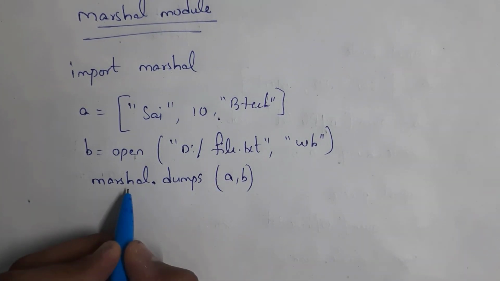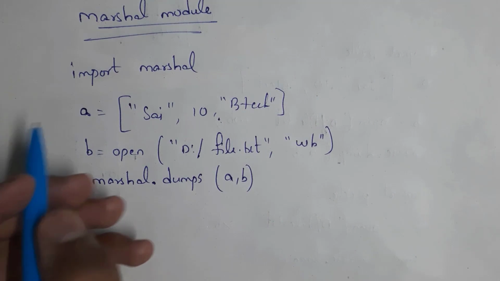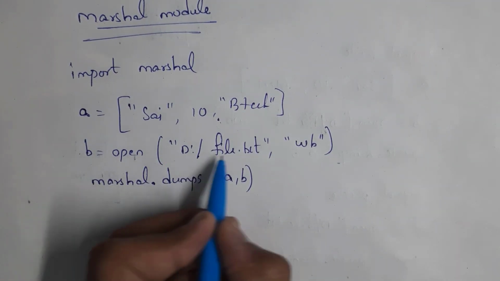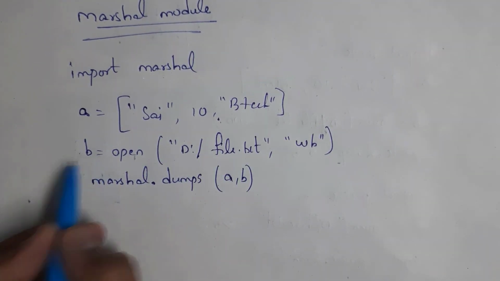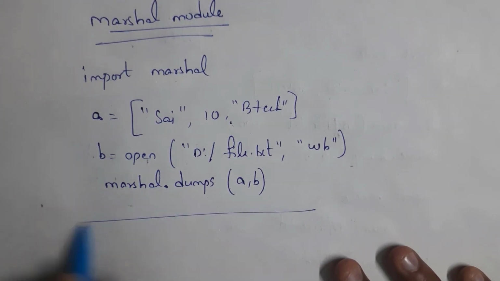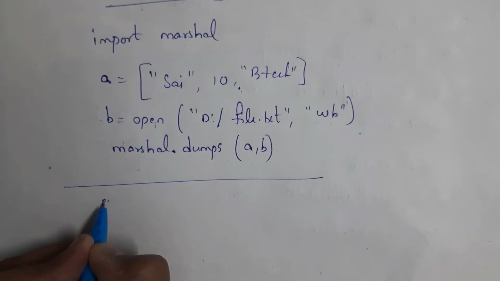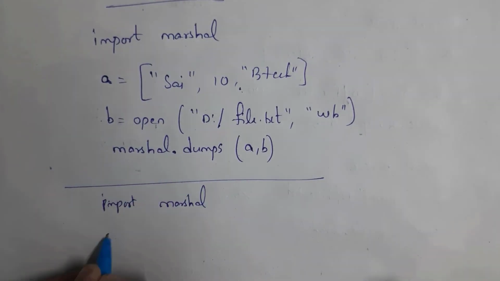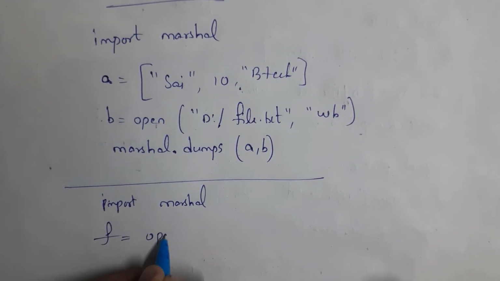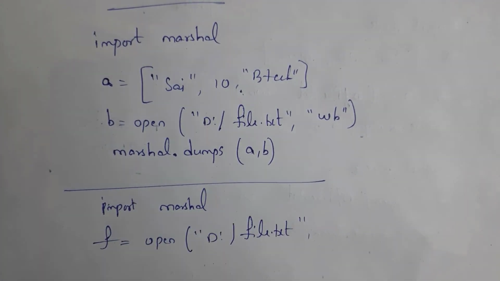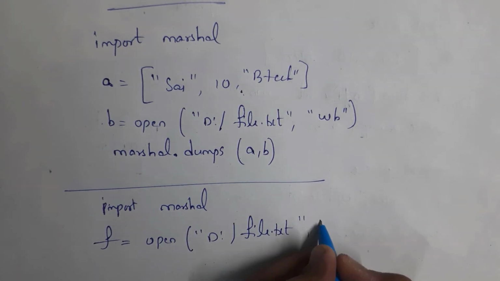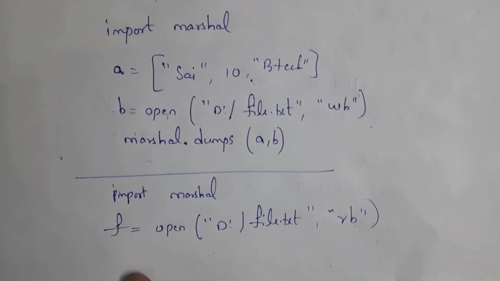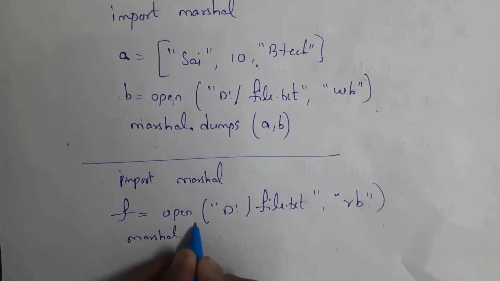Whenever you run this line of code, whatever the list that is present in object A, this list is copied to file.txt, which is present in object B. And next I will write another program in order to see output. Just write here import marshal, and next write here f equal to open file.txt double quotations close comma. I want to see output, so just to open this file in read binary mode. And next write here marshal.loads.